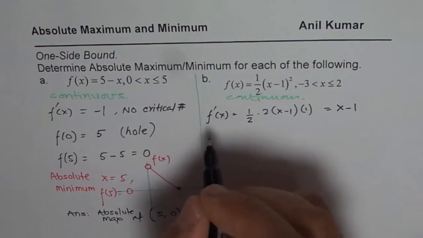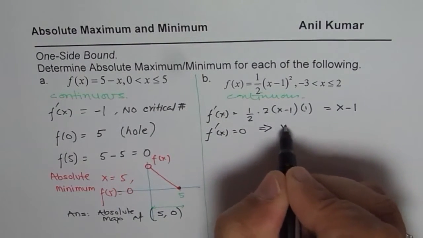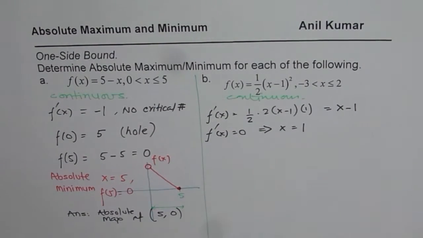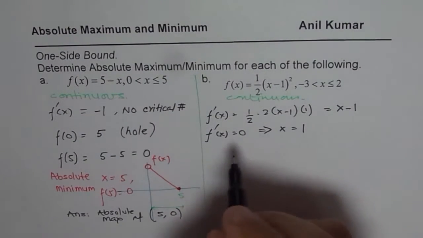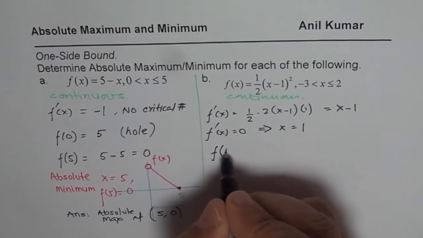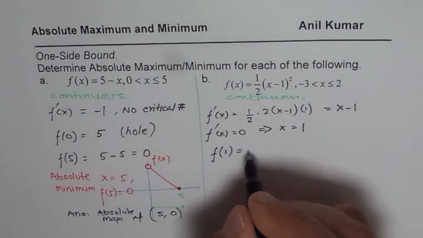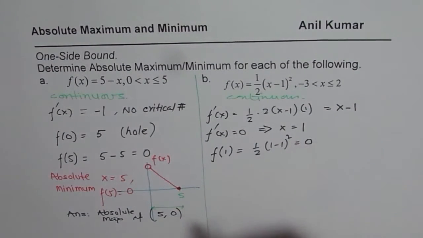So when is it 0? F dash x equals 0 implies x equals 1. So we have one critical point, and that is at x equals 1. So the second step is to find the values of the function at the critical point. In this case it is 1. So let's substitute 1 here. So we get half of 1 minus 1 whole square, which is 0.